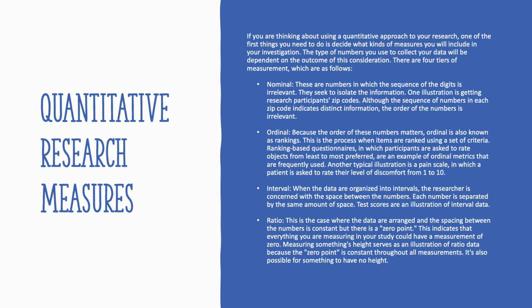Ratio measures are when the data are arranged in an order and have a uniform gap between each number, but the ratio also has a 0 point. This indicates that you might get a measurement of 0 for whatever it is that you are trying to measure in your research. The measurement of the height of something is an example of ratio data because the 0 point remains the same in all the measurements. There is also the possibility that the height of anything is 0.